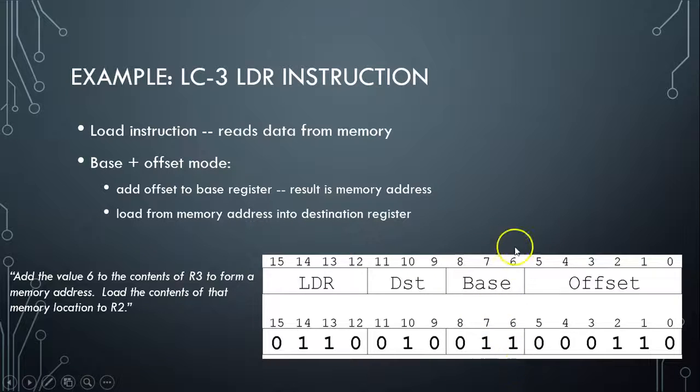So this right here is R3. This is R2, the destination. Where is it being stored? And over here is, of course, that offset. Add the value of 6. So if we look, that was, of course, our value of 6.